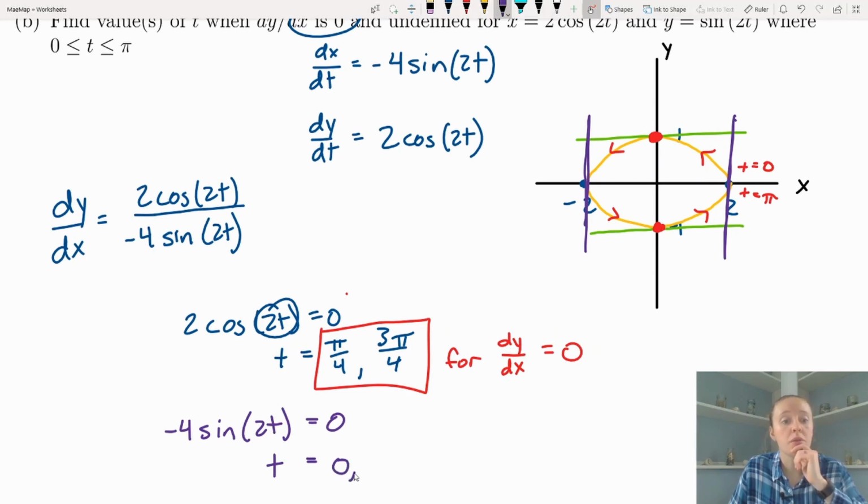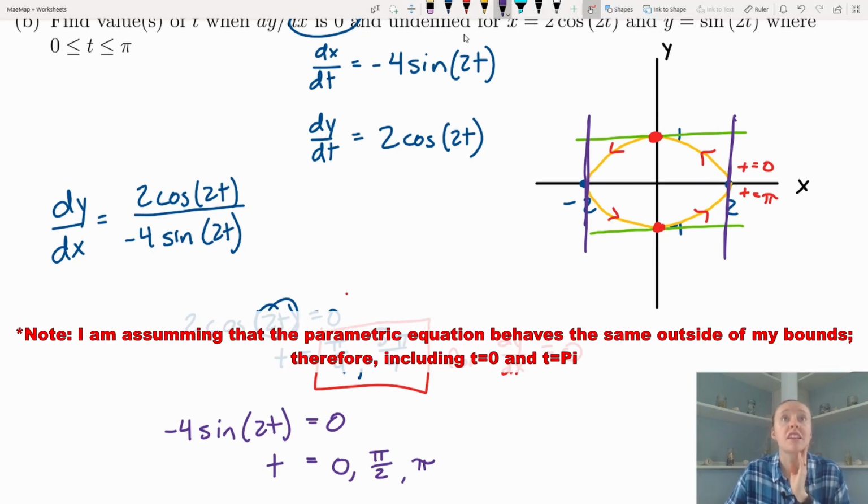well, one of those is going to be when t is equal to 0, because the sine of 2 times 0 is the sine of 0, which is 0. The next time our derivative is undefined, when that denominator equals 0, is going to be at pi over 2, because pi over 2 times 2 will give us the sine of pi, which again is 0. And then lastly, that end bound of pi, because the sine of 2 pi is also 0. So you can see that I have 3 different t values for that.